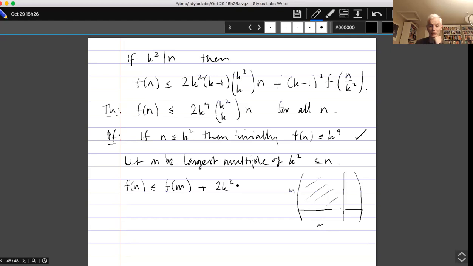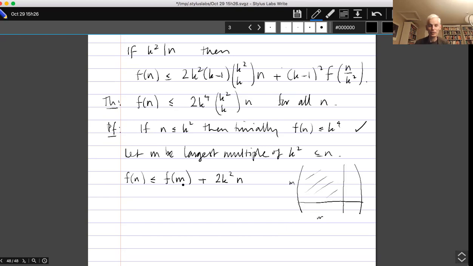So I will think about what f(m) is at most. Actually, we'll just carry on like this. So that's less than or equal to, by what we proved, 2k squared (k minus 1) (k squared choose k) times m. And I'm going to say that m is at most n. And plus, I think I'm going to run out of space if I go much further, so I'll put it here, plus (k minus 1) squared.